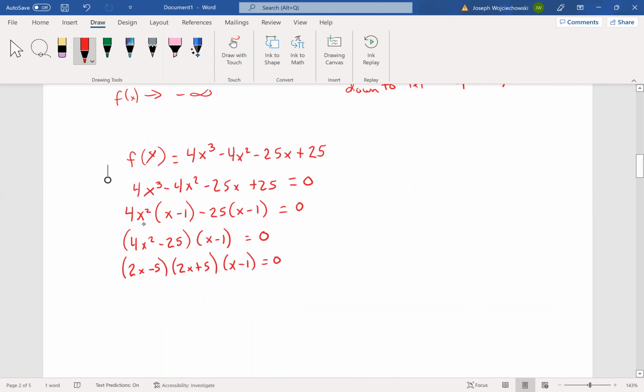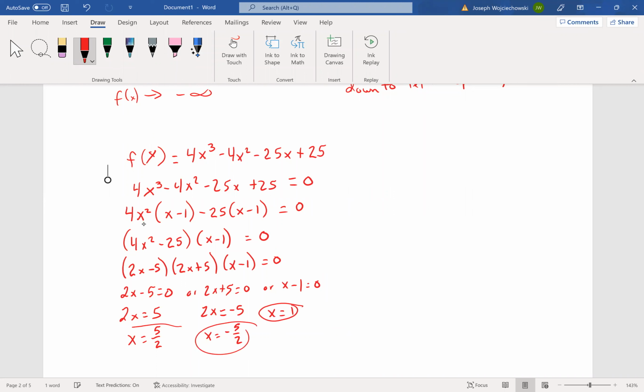And to solve this, we simply set all this equal to 0. 2x minus 5 equals 0, or 2x plus 5 equals 0, or x minus 1 equals 0. Add 5 to both sides, 2x equals 5, x equals 5 halves. Subtract 5 from both sides, 2x equals negative 5, x equals negative 5 halves, and here add 1 to both sides. So I actually have 3 zeros.